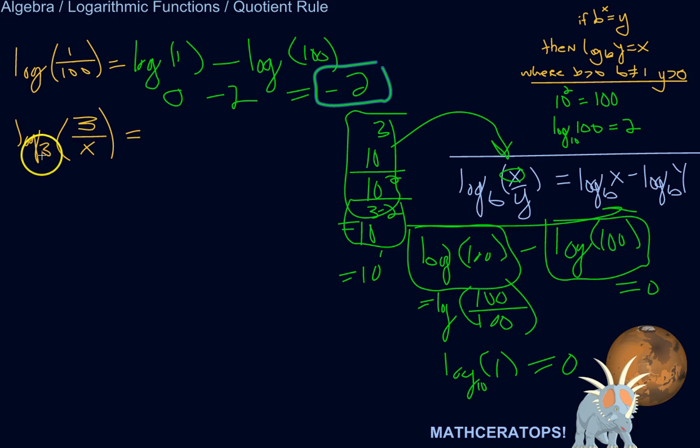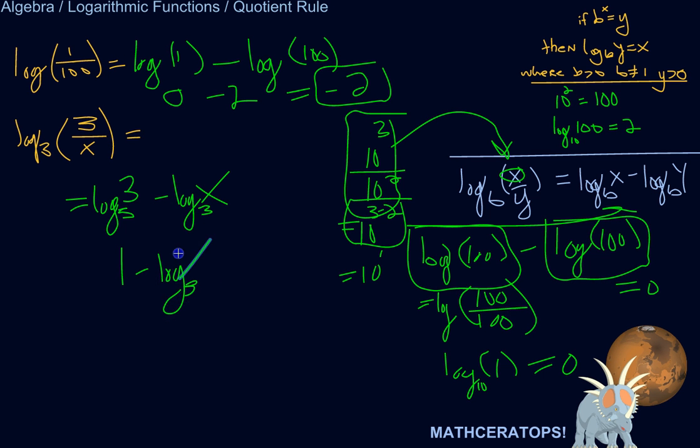Here's another example. So log base 3 of 3 over x is equivalent to log base 3 of 3 minus log base 3 of x. Log base 3 of 3, in other words, to what power do I have to raise this base of 3 to turn it into a 3? Well, just 1. 3 to the power of 1 is 3. So this is 1 minus log base 3 of x.